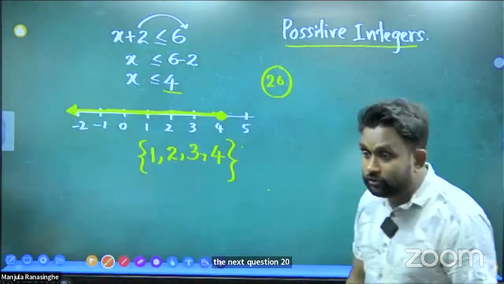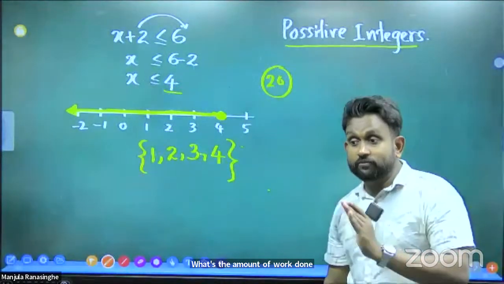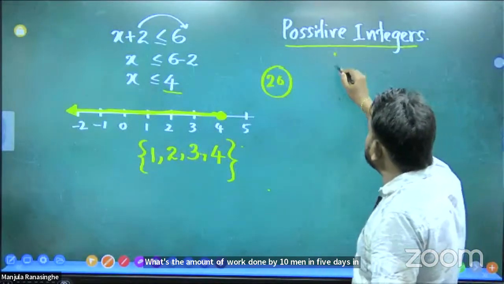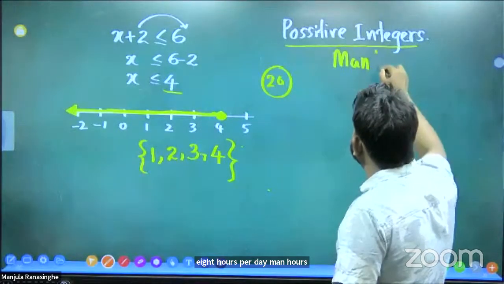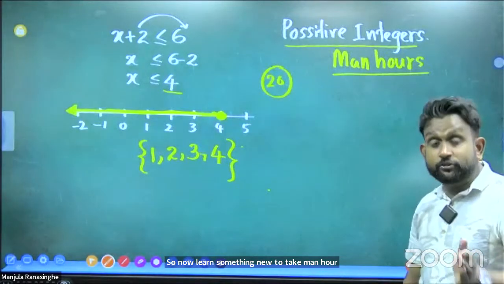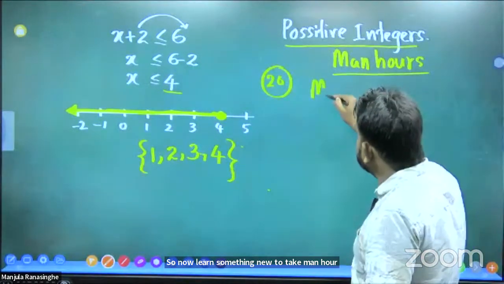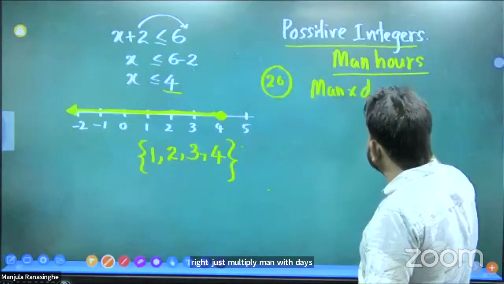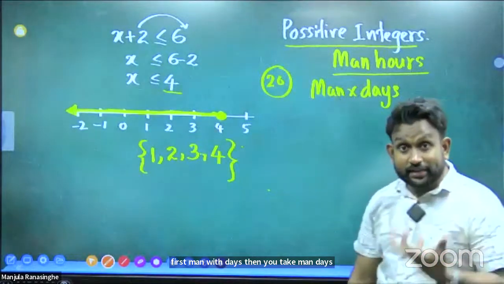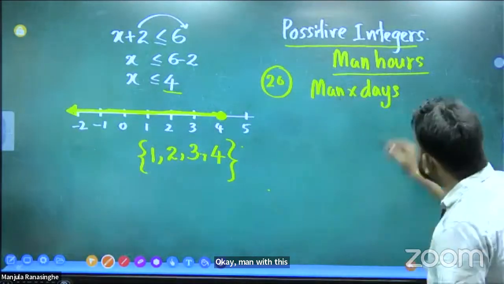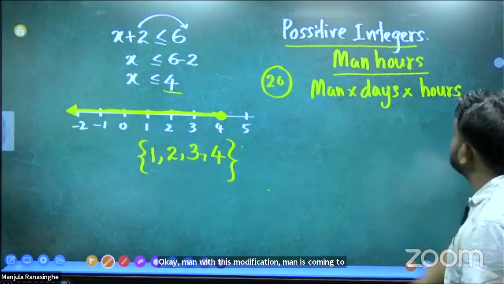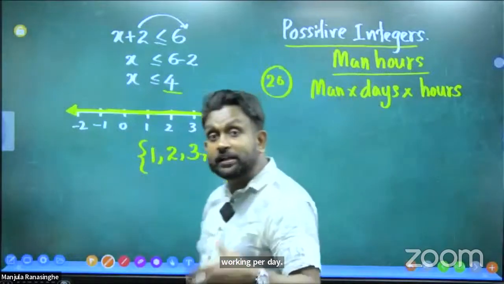What's the amount of work done by 10 men in 5 days at 8 hours per day, in man hours? So now learn something new. To take man hours, just multiply man with days first. Man with days, then you take man days. Okay, man with days multiplication, man days coming. To convert to man hours, then multiply by the number of hours working per day. Number of hours working per day, multiply with that figure.